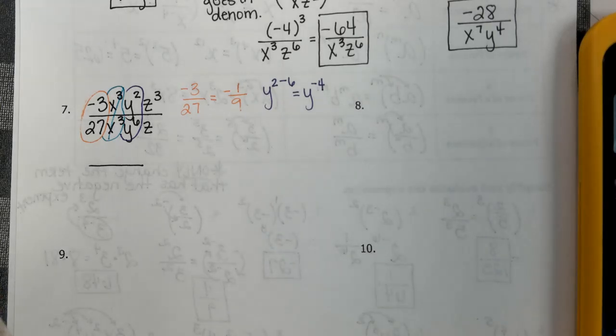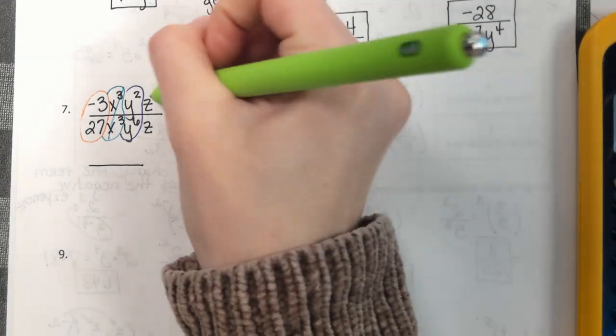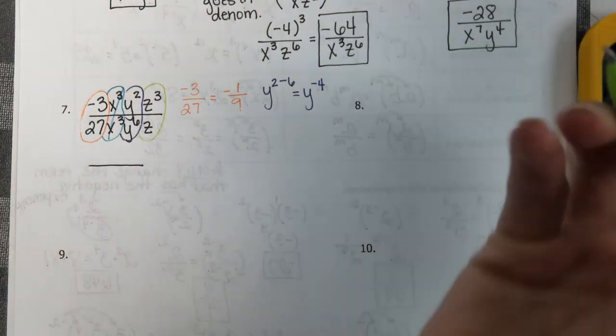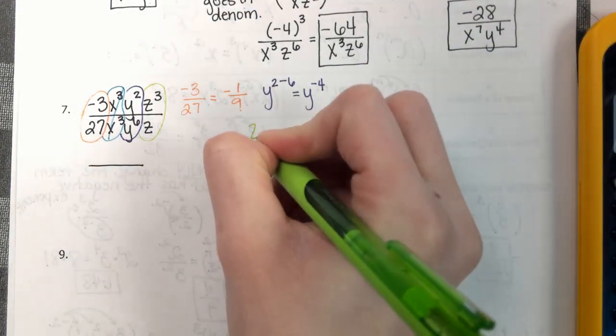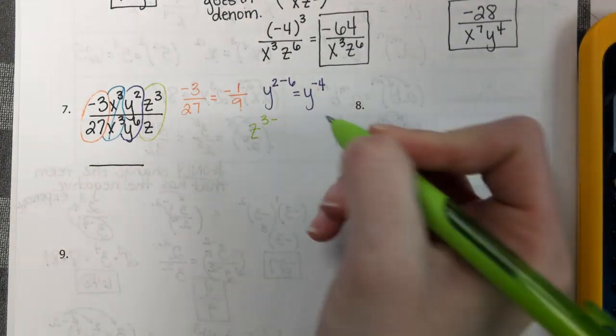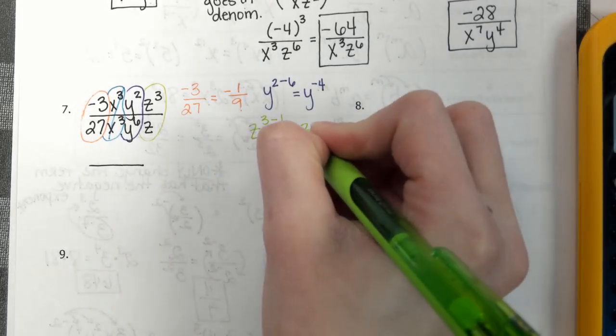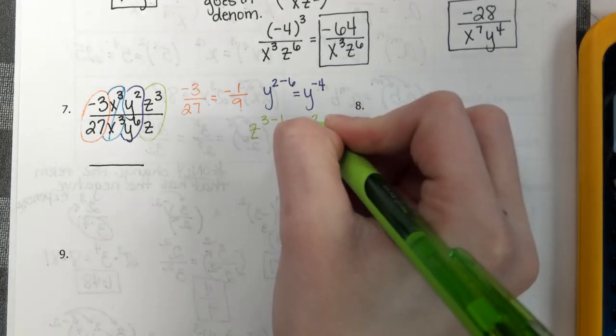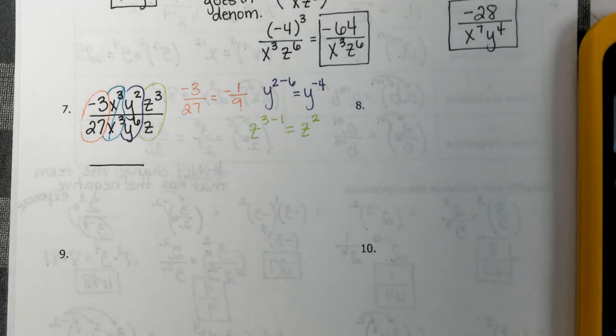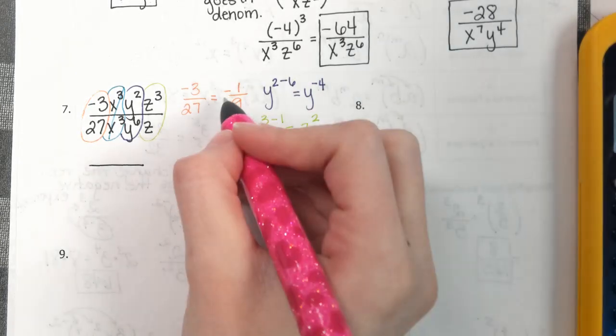Now, if I have z cubed over z, I'm subtracting 3 minus what? 1, which leaves me with the square. You see how I broke down each individual one? Okay, if you do it that way, it's so much easier. Okay, so I've got a negative.